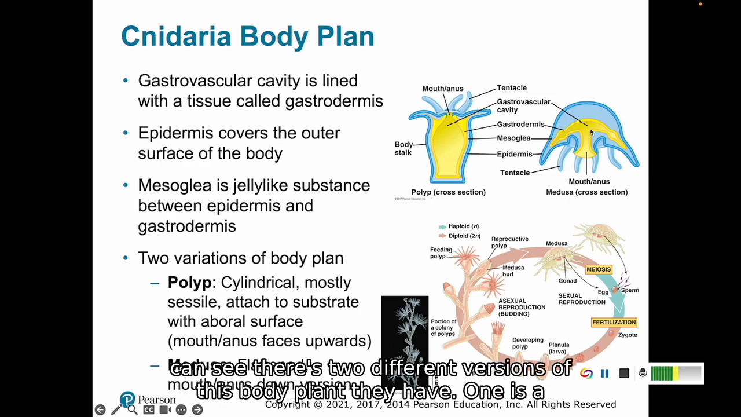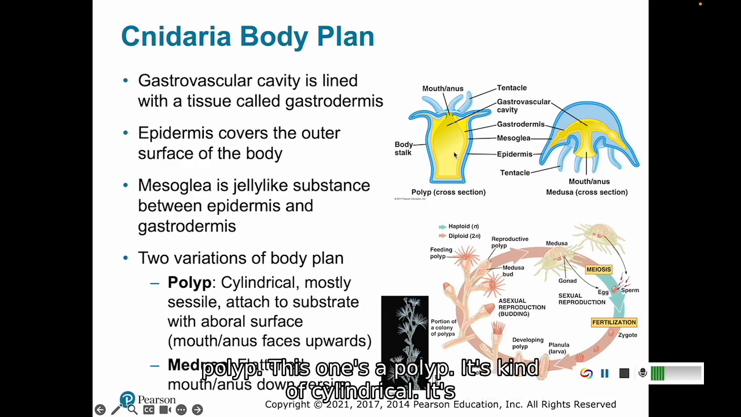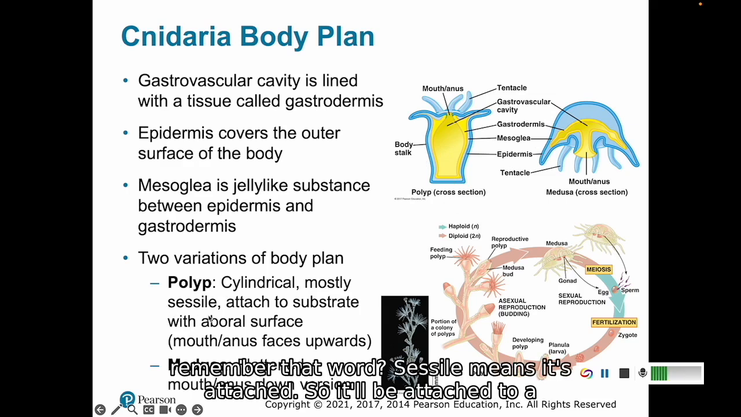And you can see there are two different versions of this body plan that they have. One is a polyp. This one's a polyp. It's kind of cylindrical. It's mostly sessile. Do you remember that word, sessile? It means it's attached. So it'll be attached to a substrate.